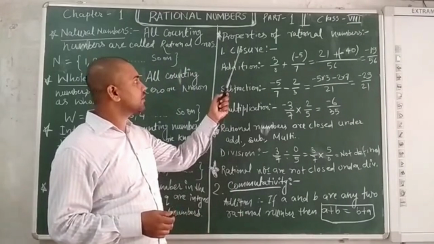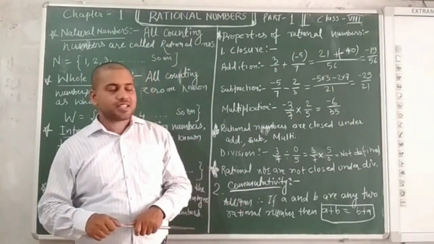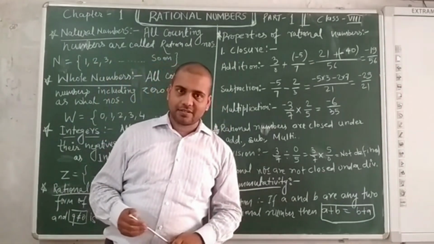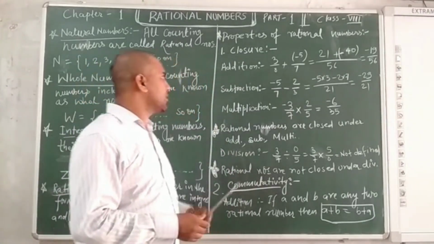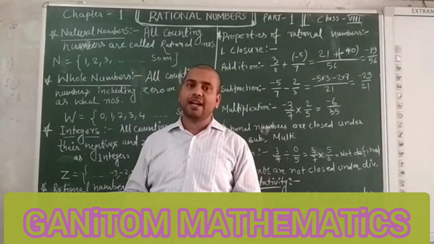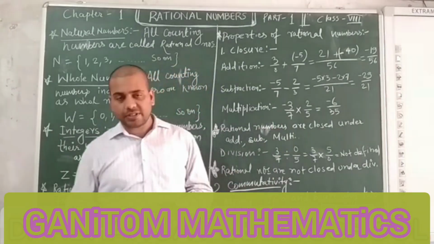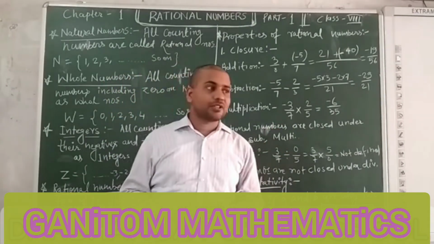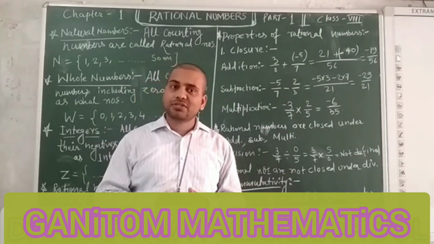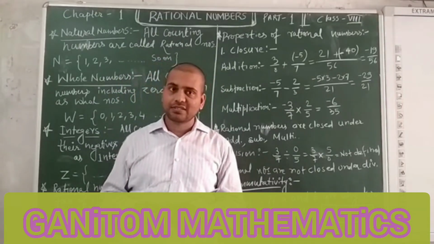Coming to the next topic, properties of rational numbers. Some properties are there, and we are going to start with closure properties. Closure property for addition: dear students, when we add two rational numbers, you will find that the result is again a rational number only. In case of subtraction also, when you subtract two rational numbers, you will get again a rational number as a result.